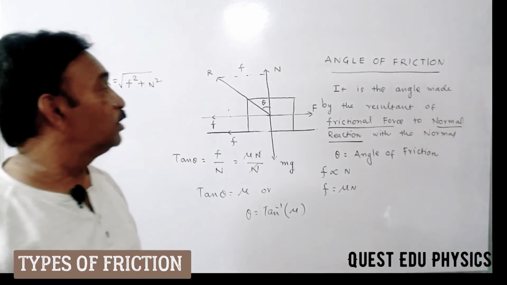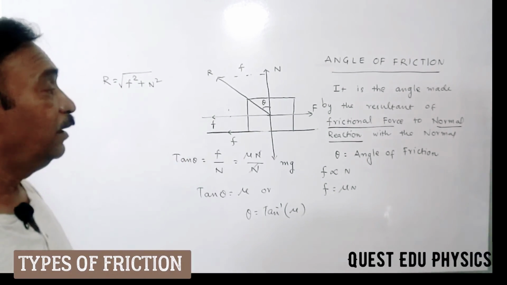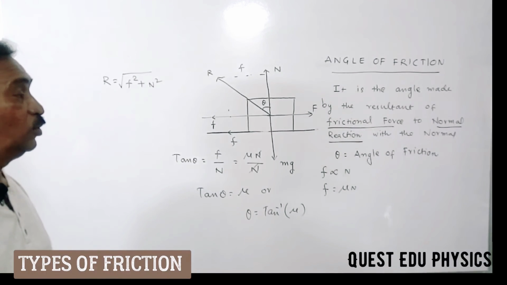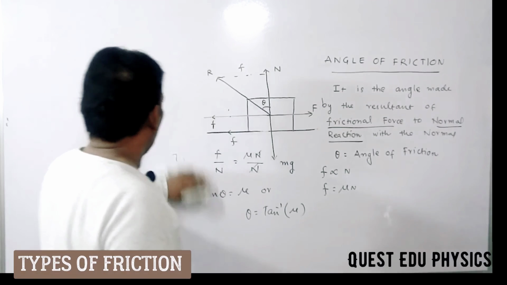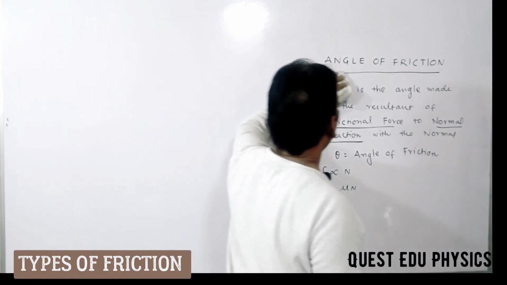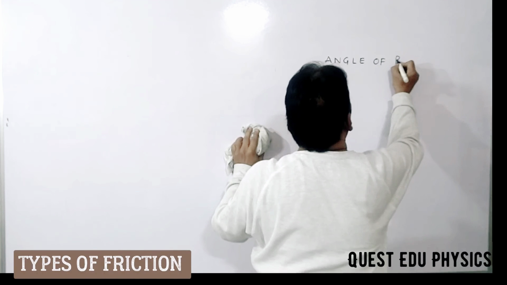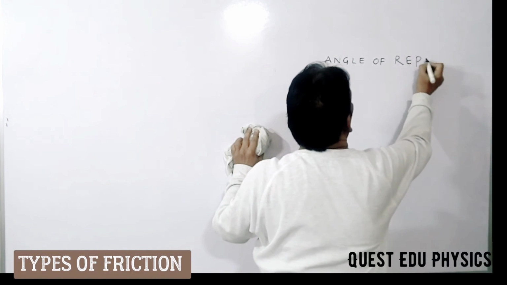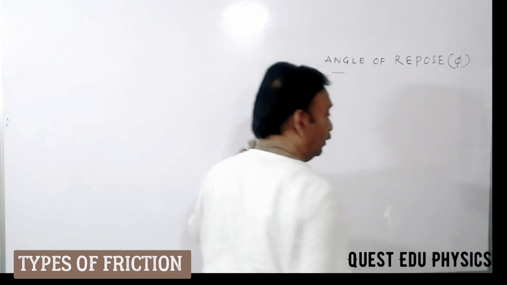Okay, students, I hope you understood what the angle of friction is. It is the angle made by the resultant of the frictional force and normal reaction with the normal. Okay, let's go with one more angle. This angle is known as the angle of repose, students. Generally shown with the letter phi.